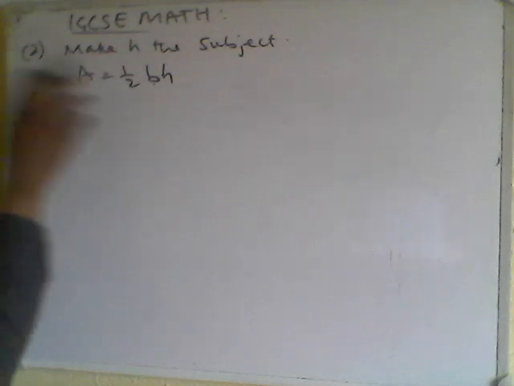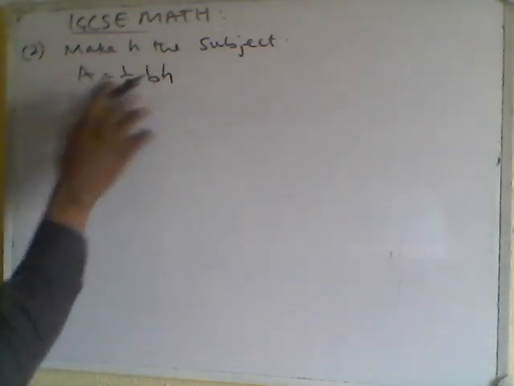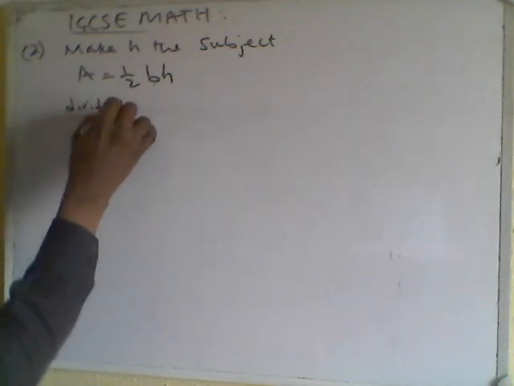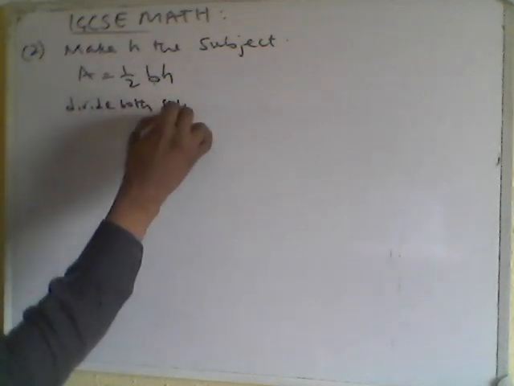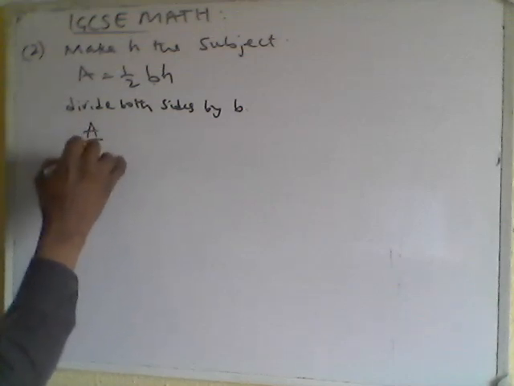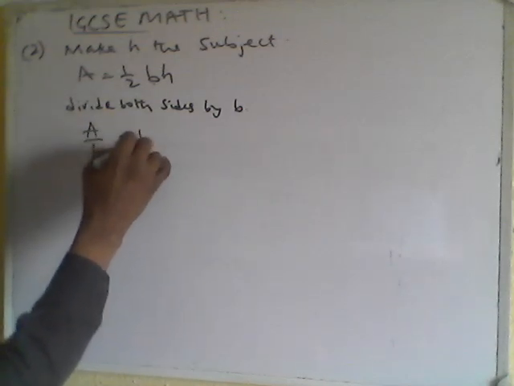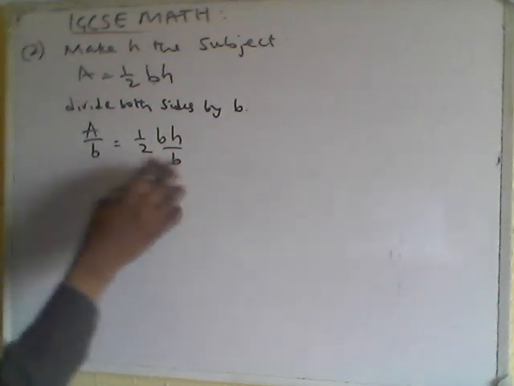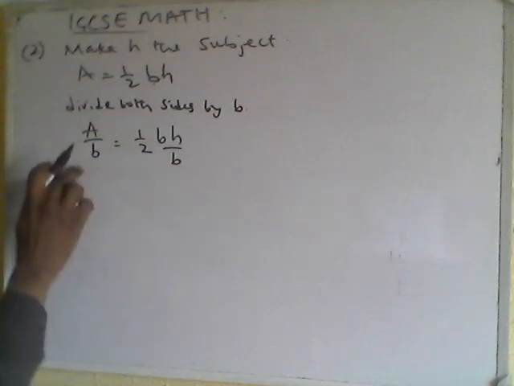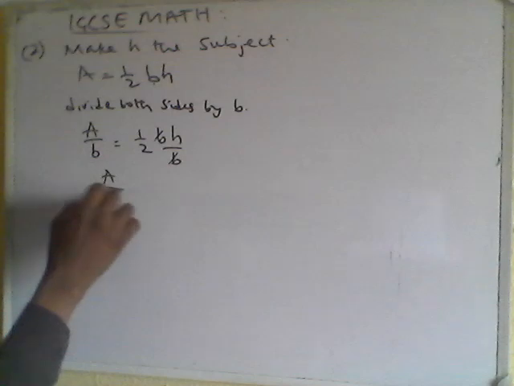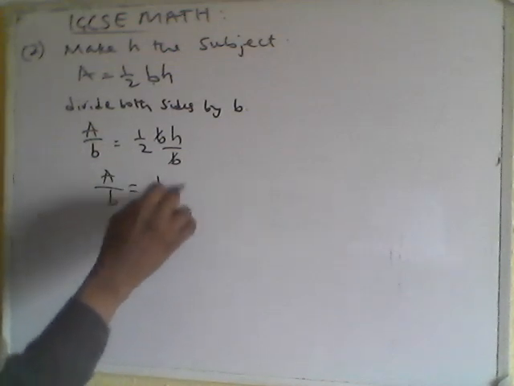Right. But I will leave this half first and work on the b. So I'll say divide both sides by b. So I'll say a over b is equal to half bh over b. So this one and this one are the same thing. I'm doing the same thing here and same thing here. So this one will cancel this one. So I have a over b is equal to half h.